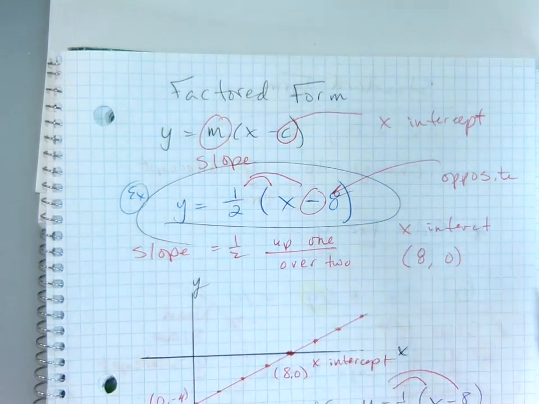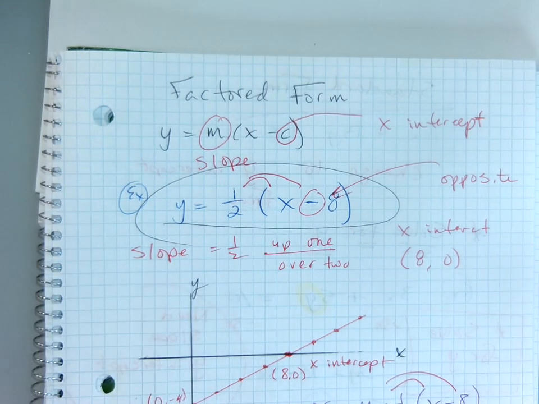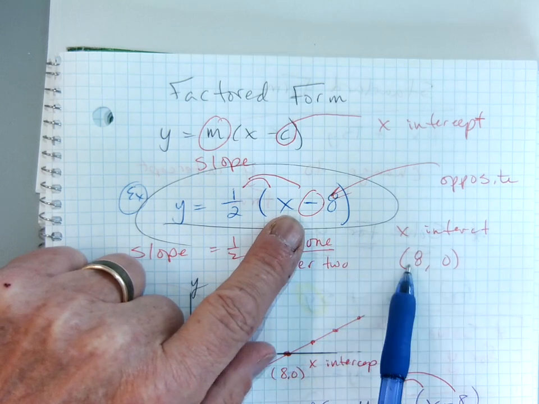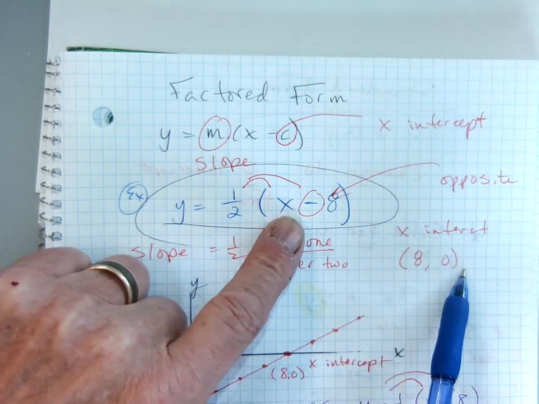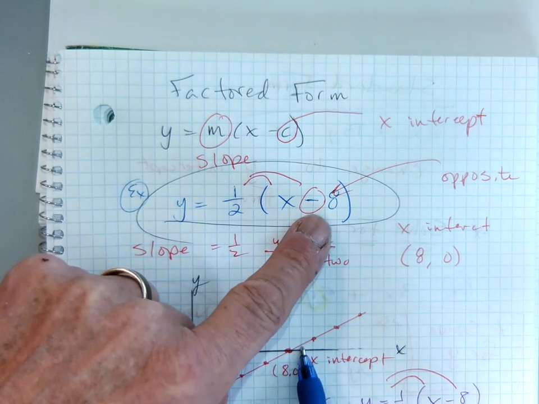Okay, so I gave an example. Y equals 1/2 times (x minus 8). So my x-intercept is the opposite of -8. It's at positive 8. Opposite of -8, positive 8, 0. So I know there it is at (8, 0). Got it from the opposite of the factored form.